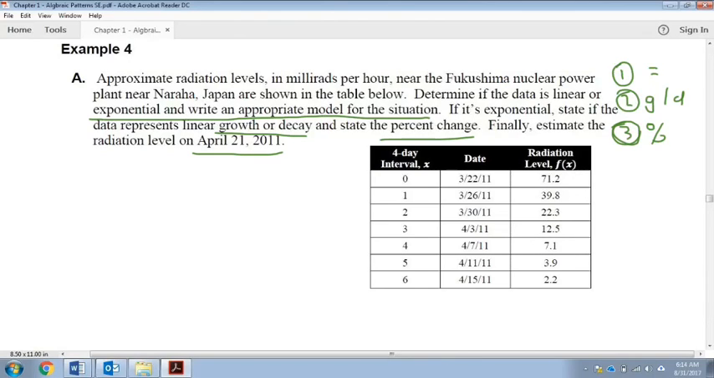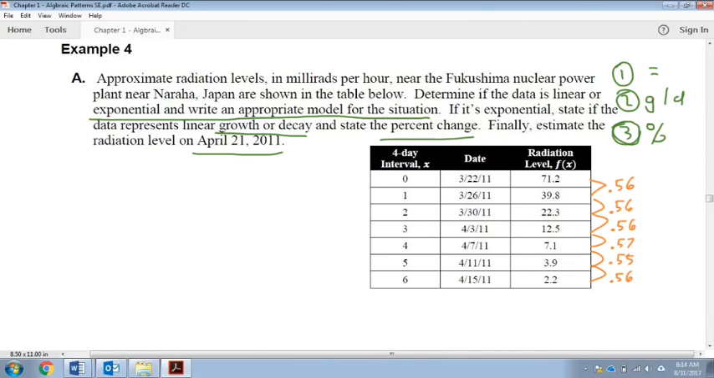So let's do 39.8 divided by 71.2, and we got 0.5559, so we'll do 0.556. I basically just took each value and divided it by the previous one and got 0.56. 22.3 divided by 39.8, you get 0.56. Oh wow, exact same thing. 12.5 divided by 22.3, again 0.56. 7.1 divided by 12.5 is again 0.568, so this is really 0.57. 3.9 divided by 7.1 is 0.55, and last but not least, 2.2 divided by 3.9, let me guess, 0.56. Yep. So those are your common ratios.